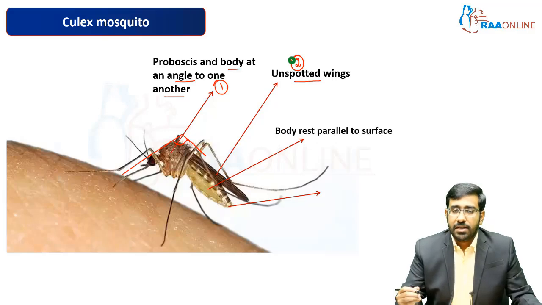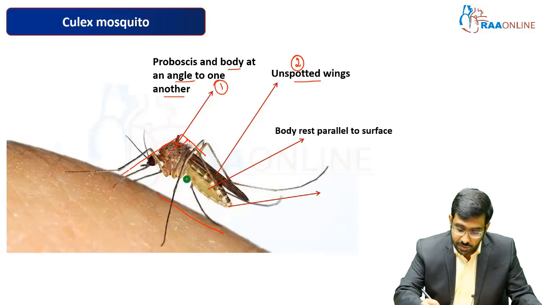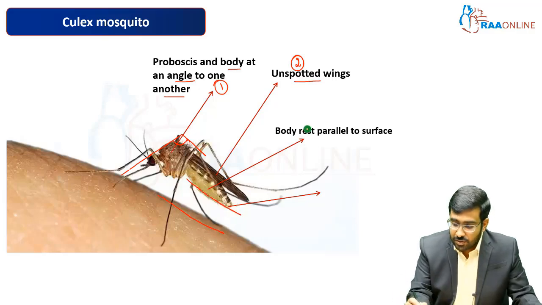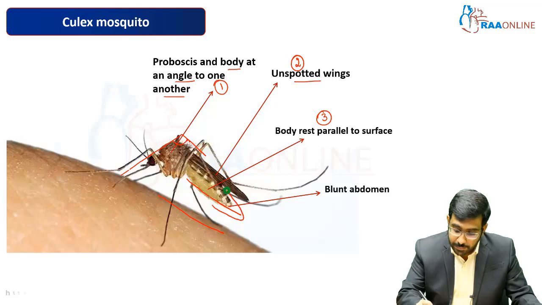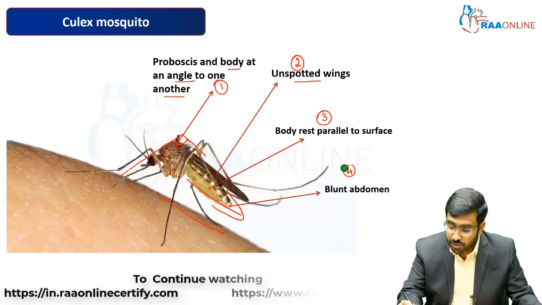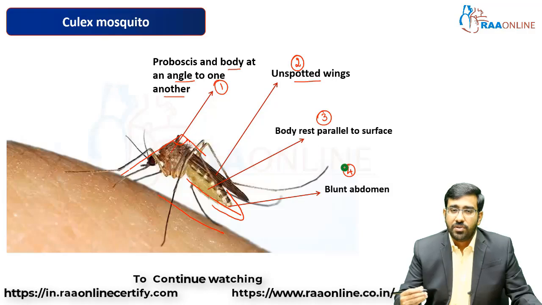Identification number 3: the body rests parallel to the surface. So this is the surface and the body rests parallel to the surface. Point number 4: it is a blunt abdomen. So these 4 points favor the identification of the mosquito species as Culex.